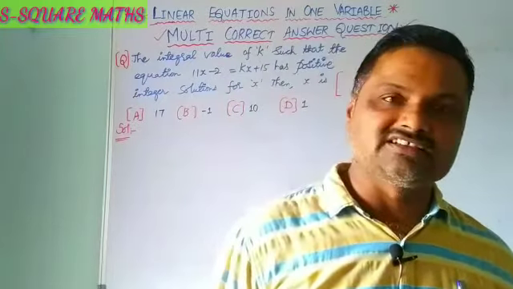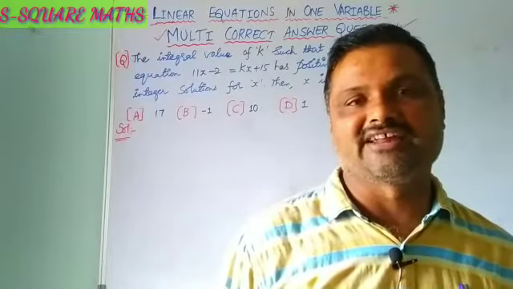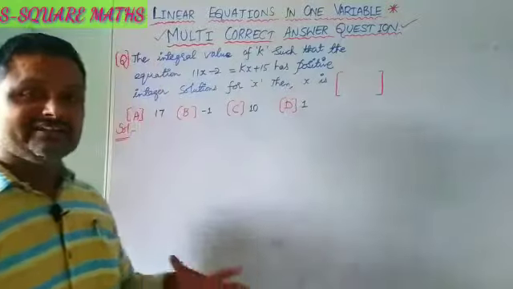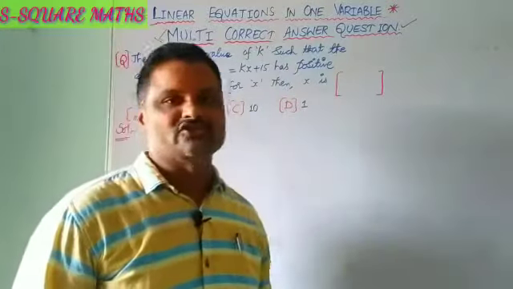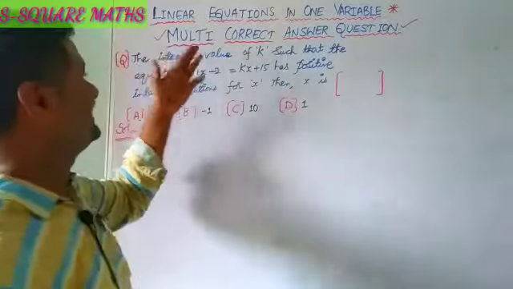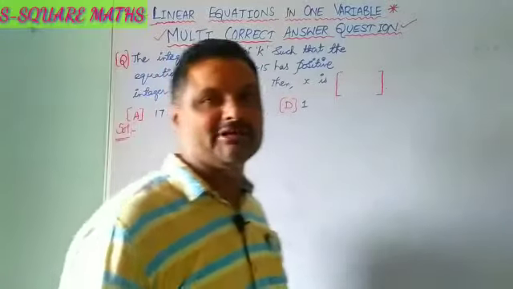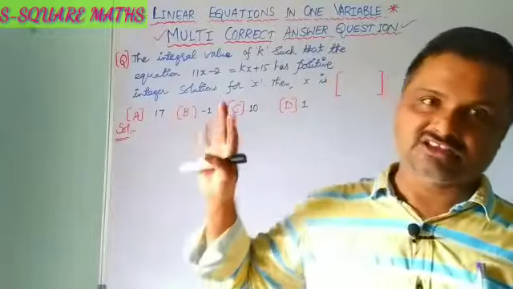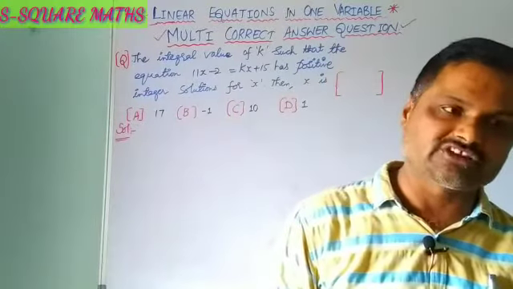Now we are going to discuss linear equations in one variable, also known as simple equations. This is a special category of question, a multi-correct answer question. What do we mean by multi? More than one. Maybe two options, three options or four options may satisfy the given question.